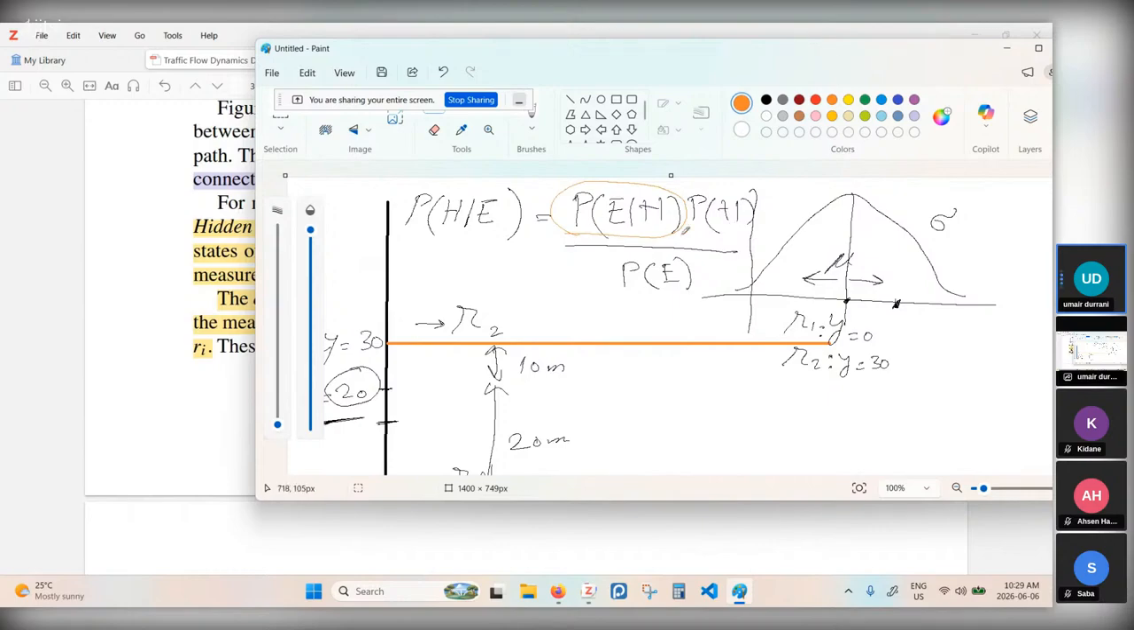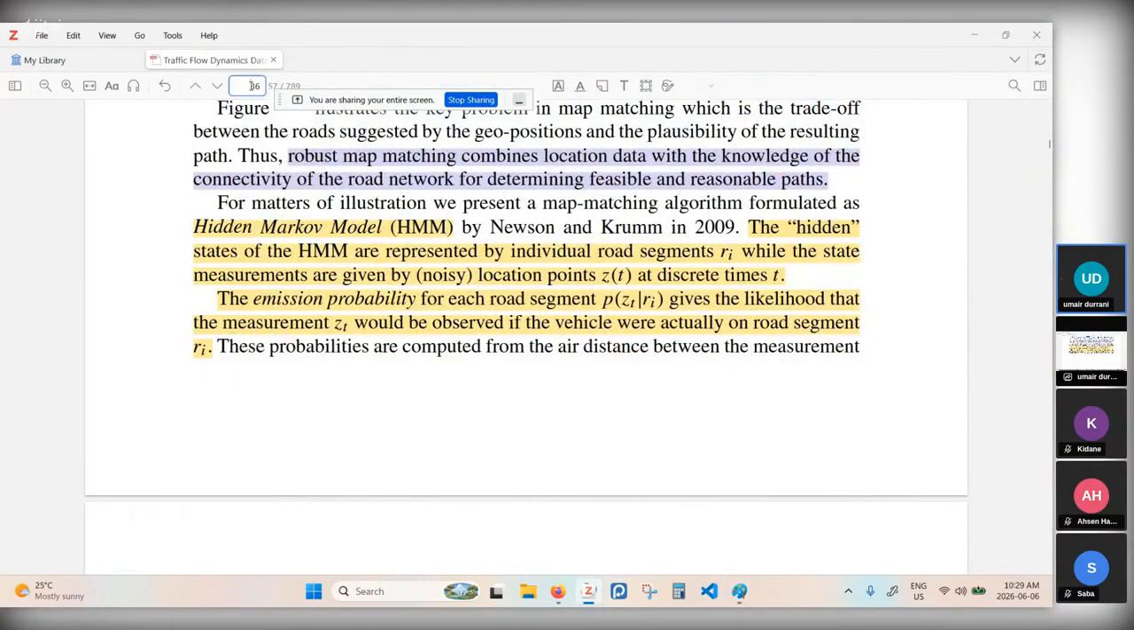The next part of the formula is this thing, which is the probability of the evidence. Sorry, the probability of the hypothesis, which is the probability of R1. And then the final part is the probability of the evidence, which is the probability that you've gotten that geographic coordinate that we obtained, y hat equals 20 meters. So let's look at the solution now.